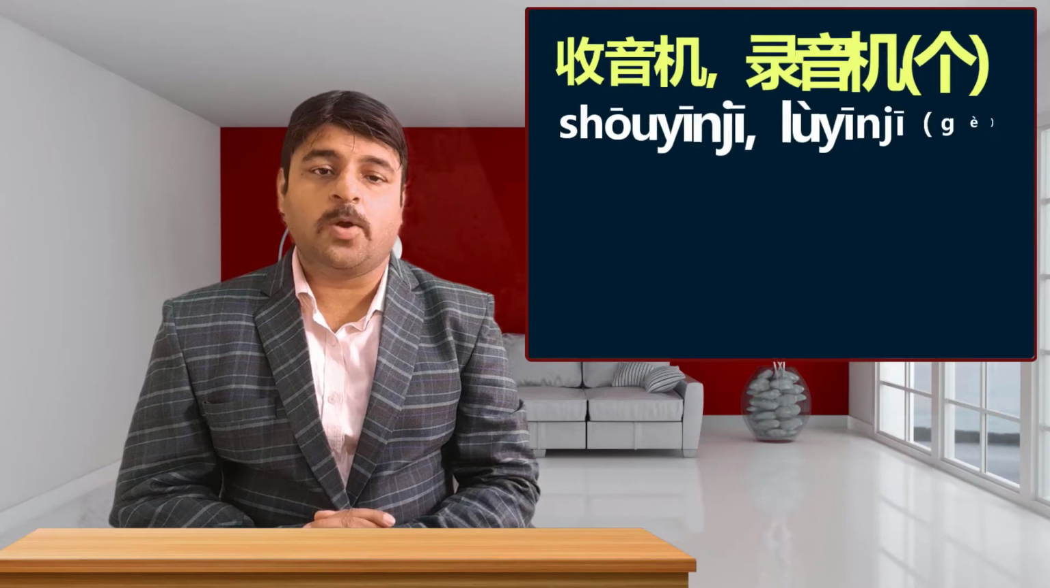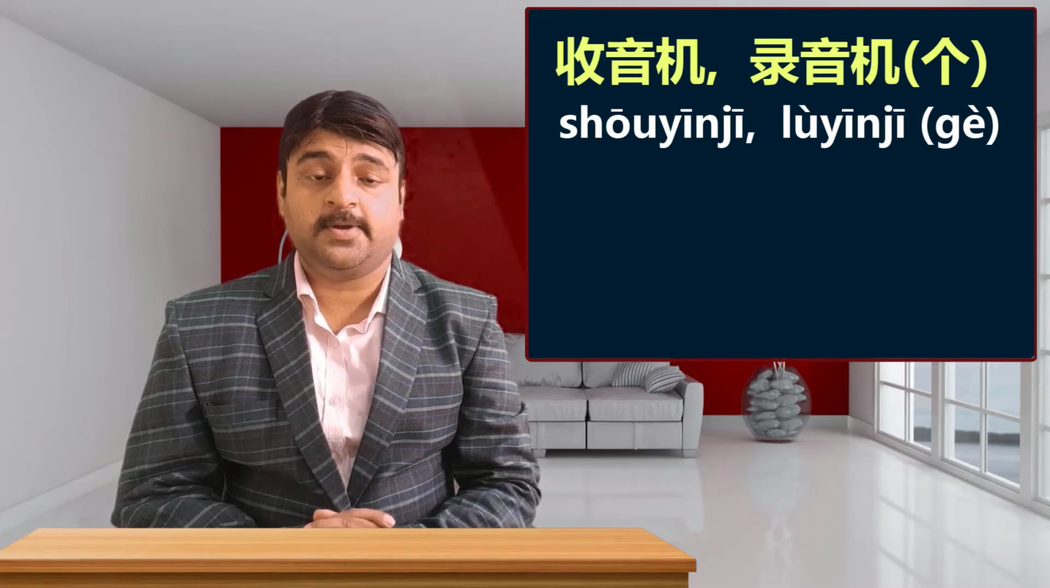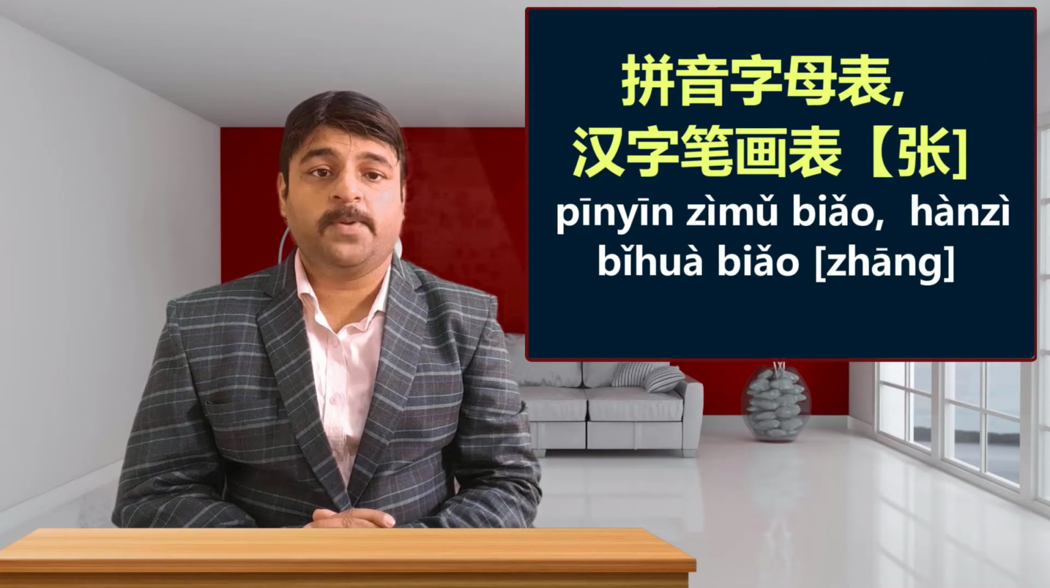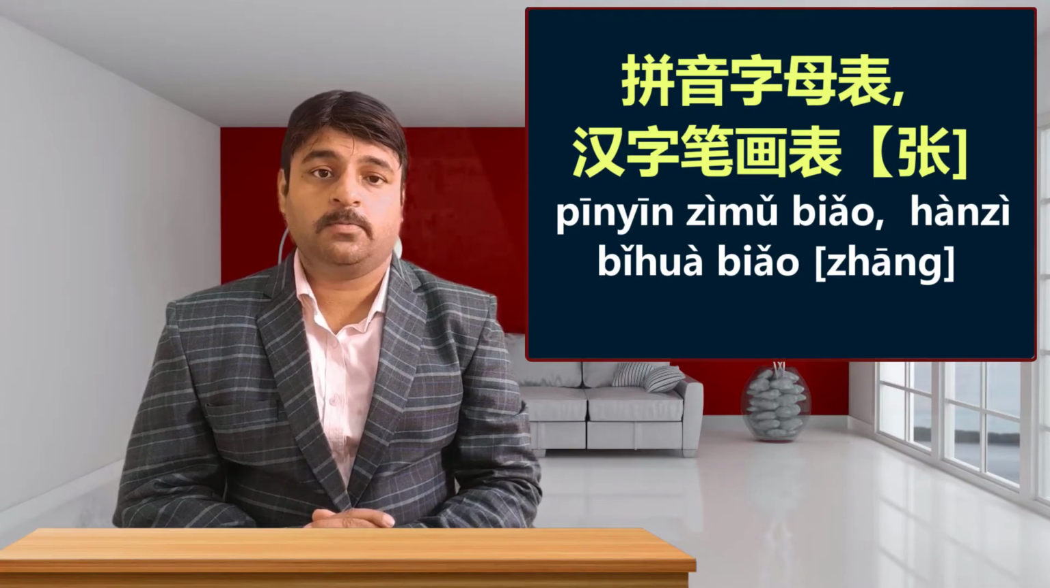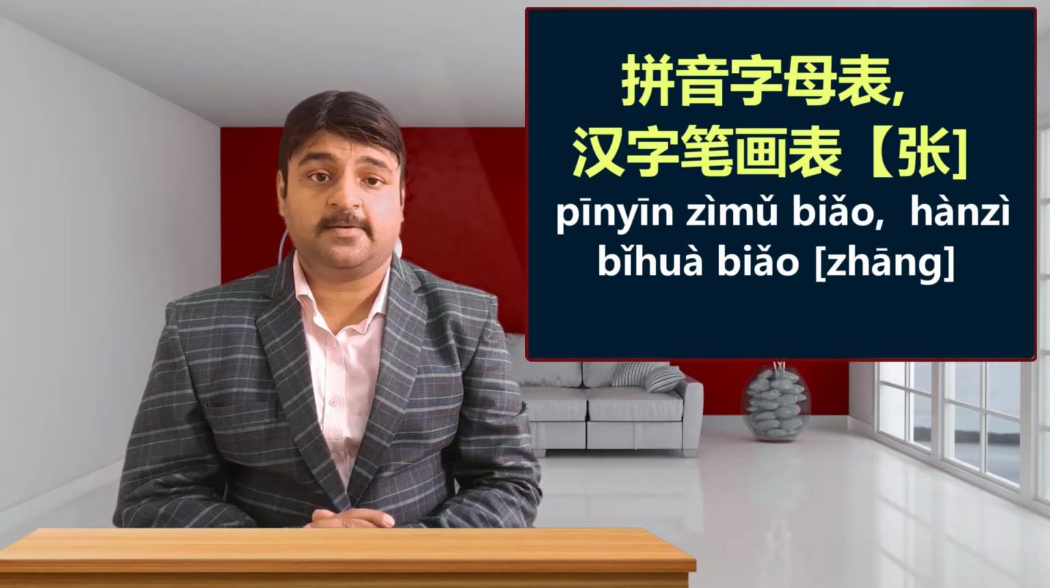words. 收音机, a radio. 录音机, a recorder. 个, this is the measure word. Except or other than a radio, I also have a recorder. 拼音字母表, pinyin table. 汉字, Chinese character. 笔画表, stroke table. 张, that is the measure word. Other than a pinyin table, I also have a table for Chinese characters.